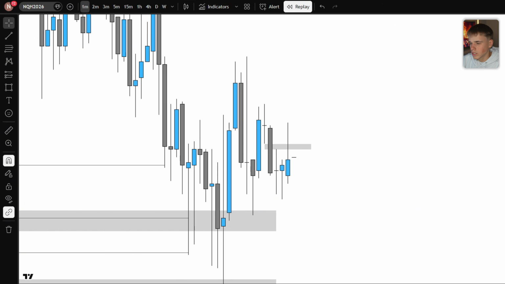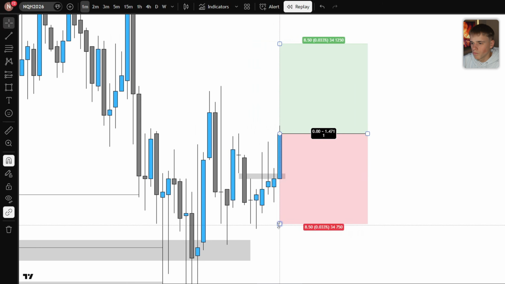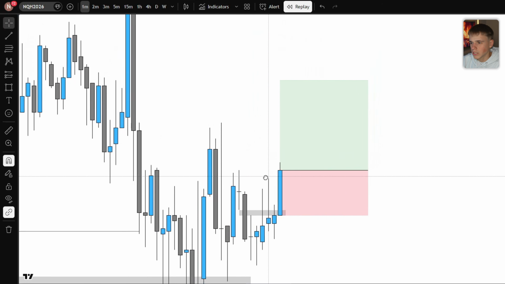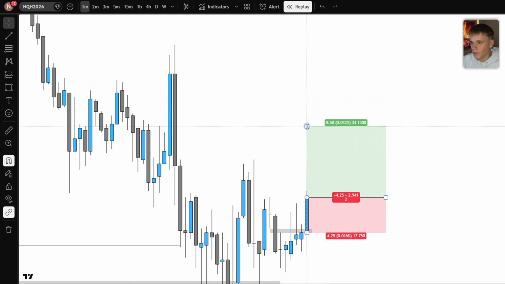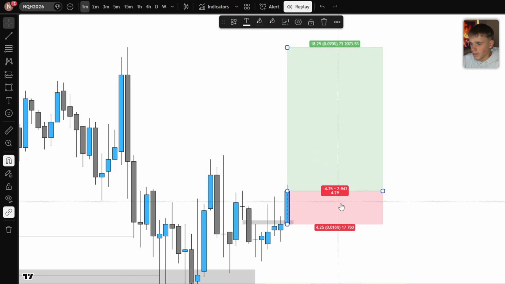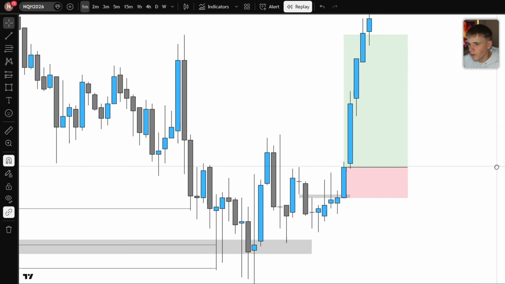Looks like we wicked through it, we wicked once again. Are we actually going to get the closure? Still no. Let's just wait, and there it is. Once we get the closure above the fair value gap, we enter the trade, we put our stop loss below like this, and we target some kind of high to the upside. Let's say, for example, we target this high right here, and that would be a total of 4.3 risk to reward. So let's see if it actually hits, and there it goes perfectly to the TP.